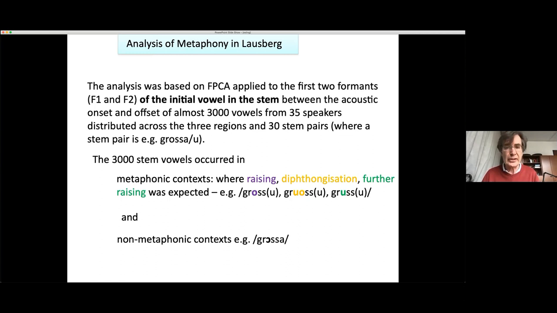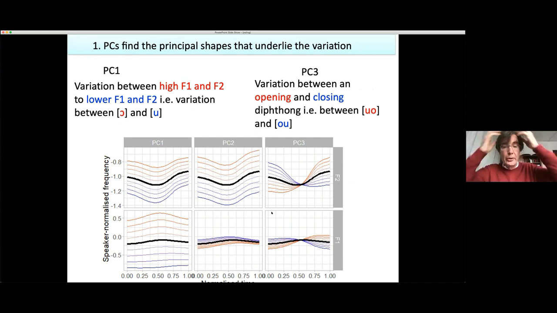So the analysis was based this time on FPCA applied to the first two formants, F1 and F2, of the initial vowel in the stem, of almost 3,000 vowels from 35 speakers distributed across these three regions, for 30 stem pairs, which were in words like this. So what do we find?